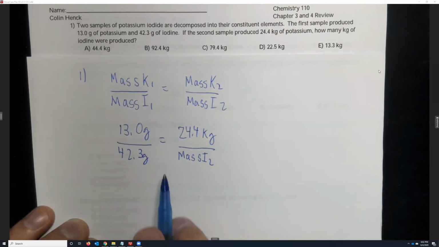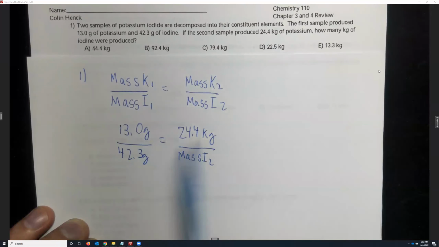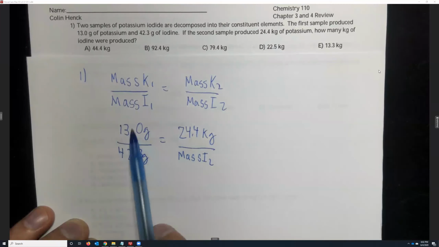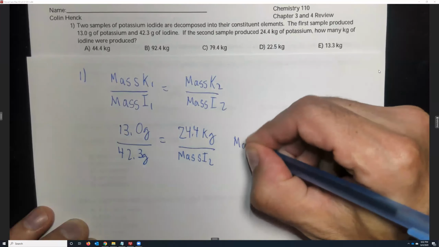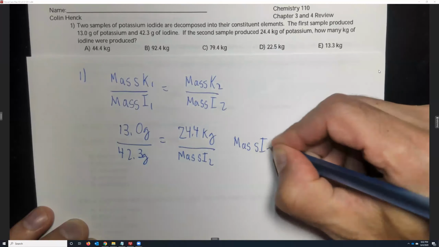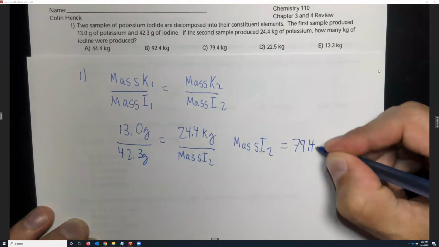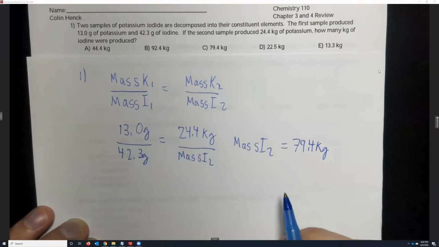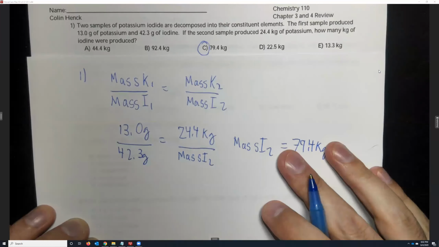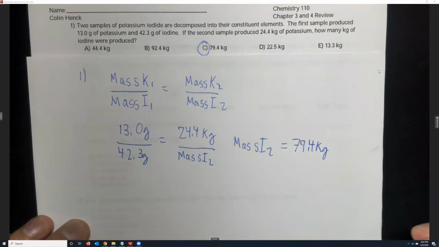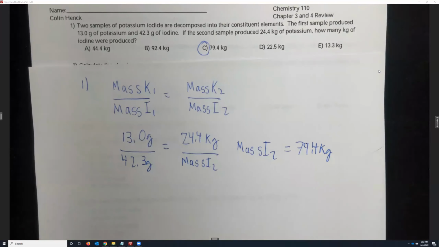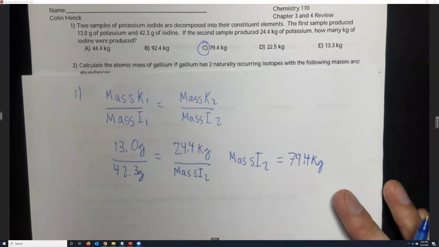All right. So what we're going to do is cross multiply these two and then this one. So basically cross multiply these two numbers and divide by this one. And when we do that, the mass of iodine in sample 2 is equal to 79.4 kilograms, which is choice letter C here. Okay, so this is the law of definite proportions, which is part of understanding how they came up with atoms and the periodic table.